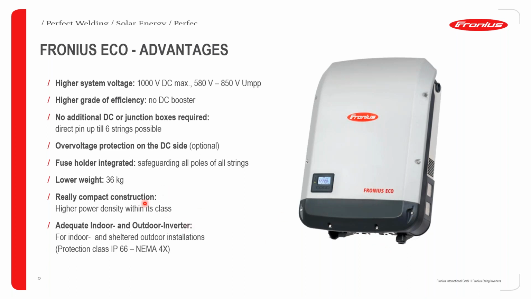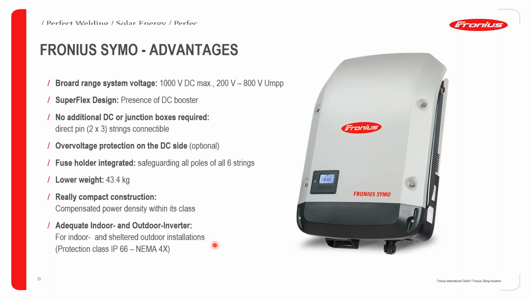You can also get the overvoltage protection on the DC side, as I showed you earlier on. Your fuses are also integrated. You have a really low weight, which is 36 kilograms, and with such a low weight, you can actually pole mount this inverter. So you can technically mount this inverter directly underneath your panels, and this again will ensure that you have lower DC cabling costs. We are considered to have the highest power density within our class. And as I said earlier on, we are IP66, so you can install the Eco indoors or outdoors.